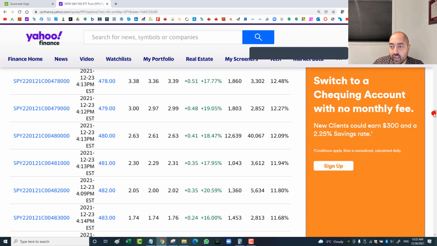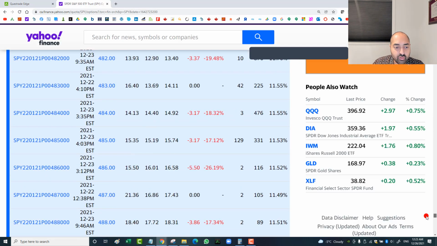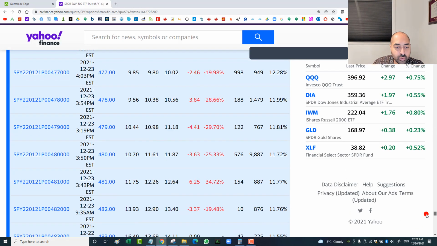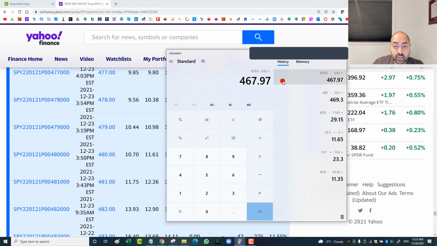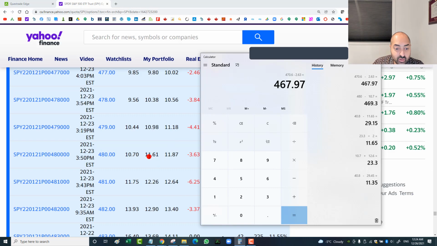Let's go look at the value of the put. So the 480 put is trading, there you go. The put was not accurate. The last traded price of the put was not accurate. I had done 480 minus 10.7, but as you can see, the bid and ask is around 11.6 and 11.87. So I'm probably going to get around 11.75, let's say.